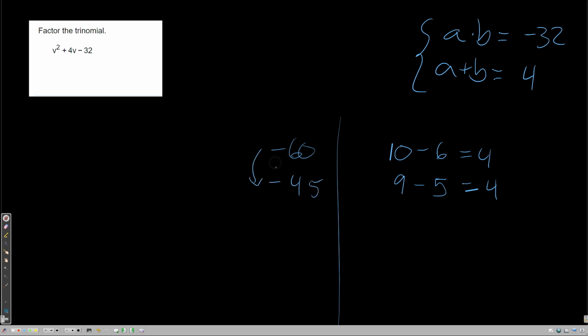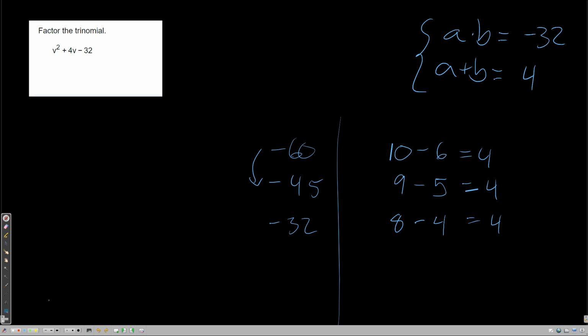So it's going in the right direction from minus 60 to minus 45, and I'm looking for where minus 32 is at. I'll step down 1 more. 9 minus 1 is 8. Minus 5 plus 1, that's minus 4. 8 minus 4 is certainly 4, and 8 times negative 4, that's negative 32. So you found the A and the B.